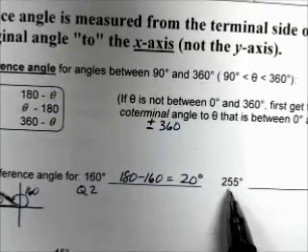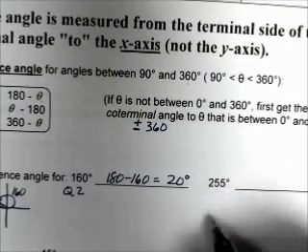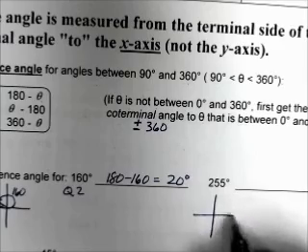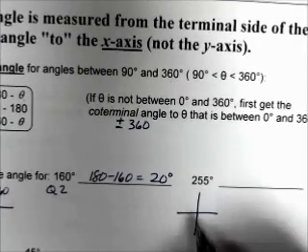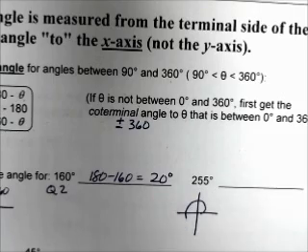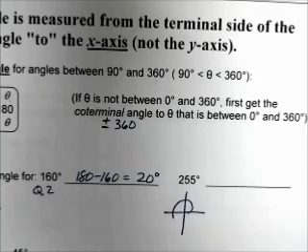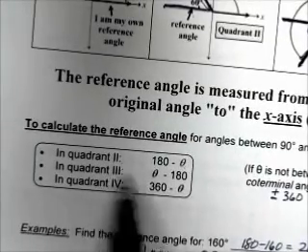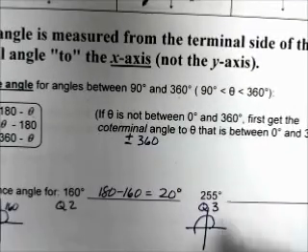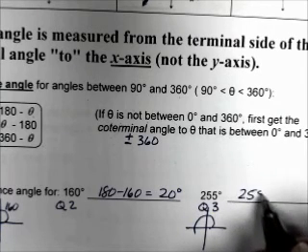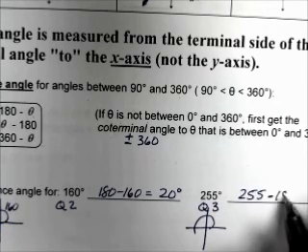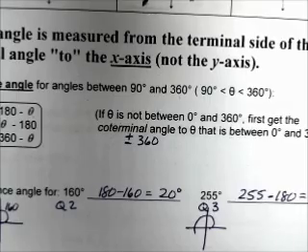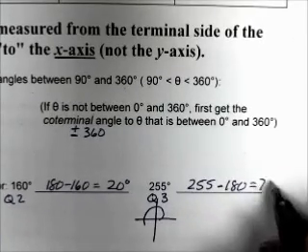How about an angle of 255 degrees? Well, if I think about drawing it, that's going to be 180 plus how much more? Well, it's going to put us in quadrant 3. So for an angle in quadrant 3, in this case 255 minus 180. 255 minus 180 is 75.